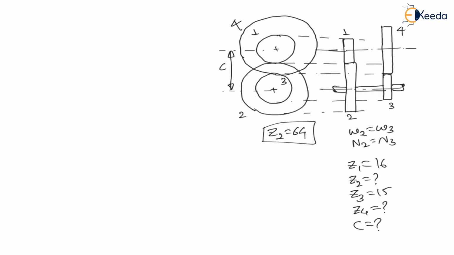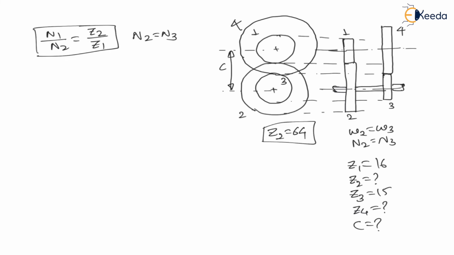Now, my dear students, as we have written here, N1 divided by N2 is equal to Z2 divided by Z1, because between N1 and N2 there is a contact, means they are mating gears. First gear and second gear are mating gears. Therefore, the speed ratio is inversely proportional to the number of teeth ratio, right? Now, here the second gear and third gear are on the same shaft, means the rotation of shaft is equal to rotation of second gear and is equal to rotation of third gear. Therefore, definitely we can say N2 is equal to N3.